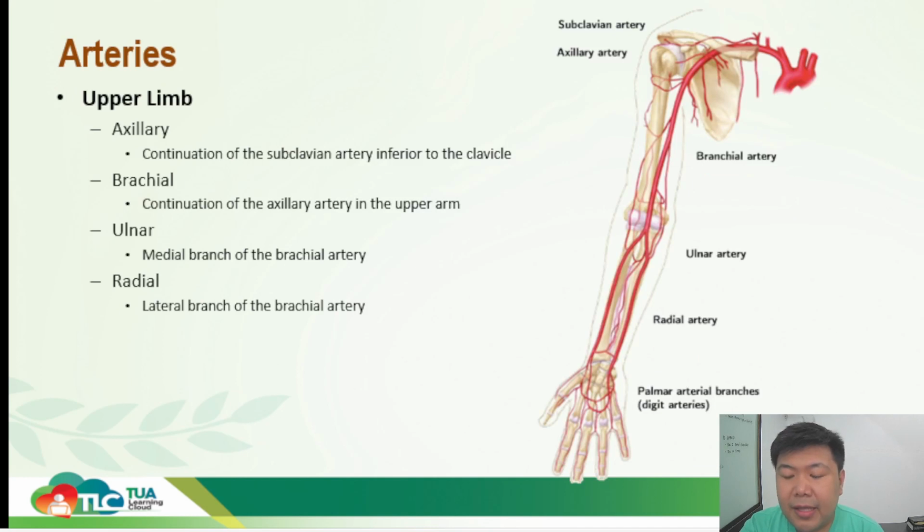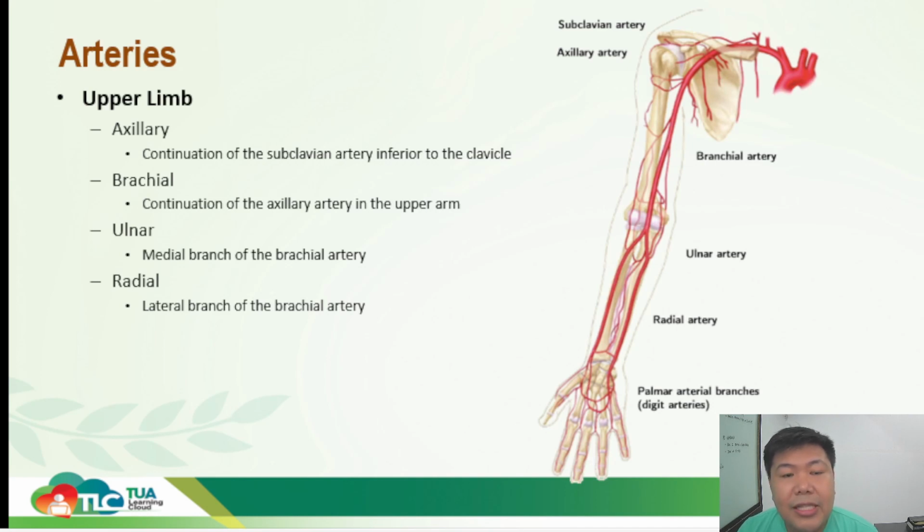Now, for the upper limb of the body, it all begins with the subclavian artery. For the right side, the subclavian artery will come from the brachiocephalic, while for the left side, the subclavian artery will directly come from the aortic arch. Once the subclavian artery goes inferior to the clavicle, it will then be called the axillary artery, which will supply blood to the axillary area. Once it reaches the upper arm, it will then be called the brachial artery. So the brachial artery comes from the axillary artery, and the axillary artery comes from the subclavian artery.